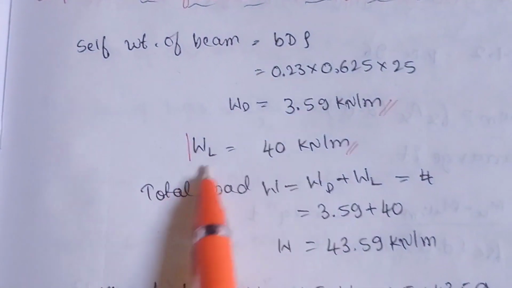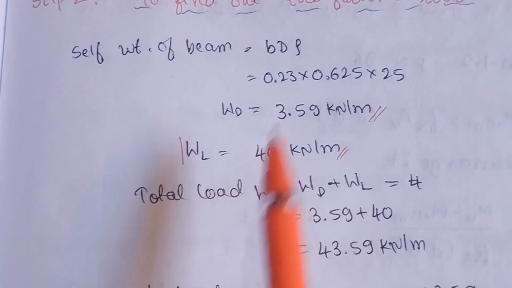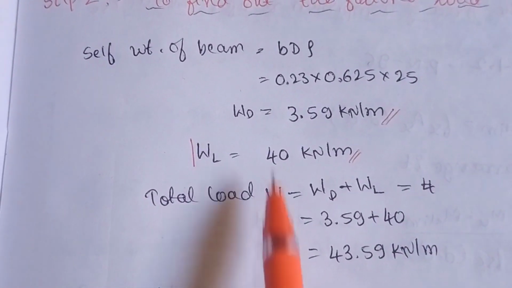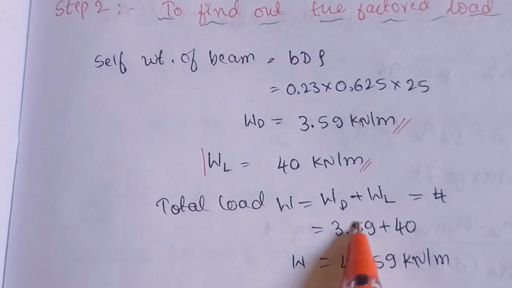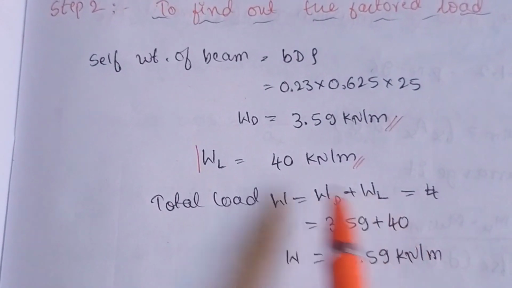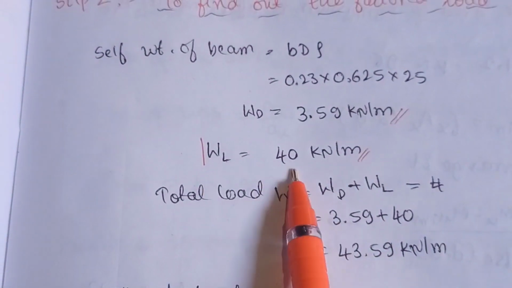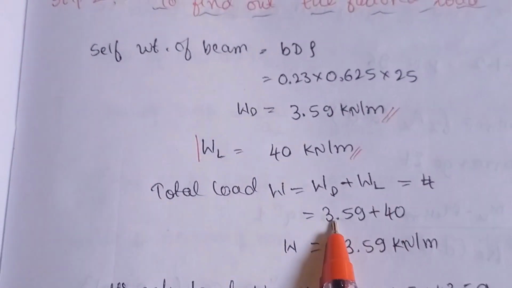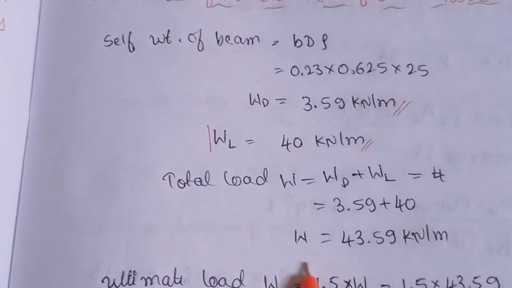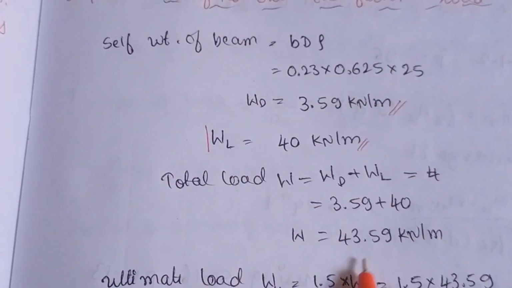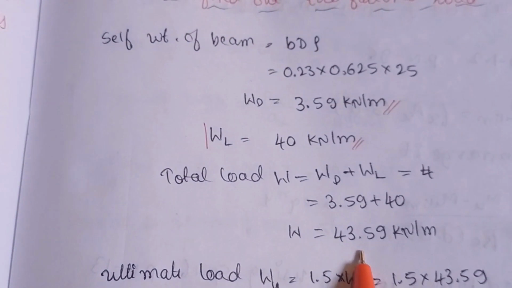The given live load is 40 kN per meter. Now to get the total load, we need to add our given load plus the self weight of the beam, that is nothing but dead load plus live load. So our dead load is 3.59 and our given load is 40. Substitute all the values. After simplifying, we'll get our total load as 43.59 kilonewton per meter. This is our total load.